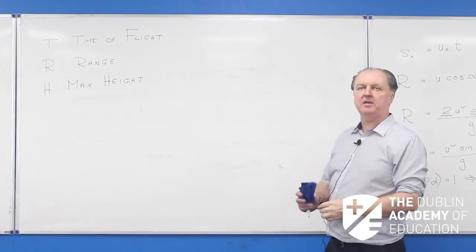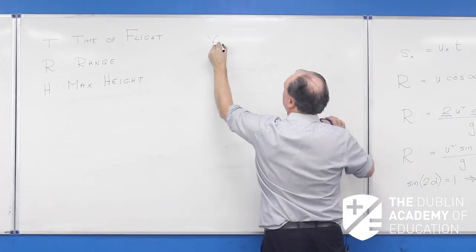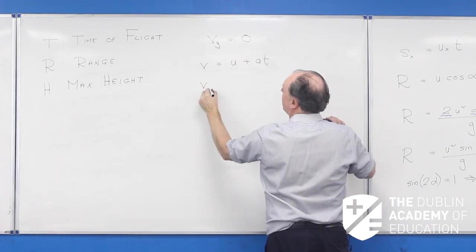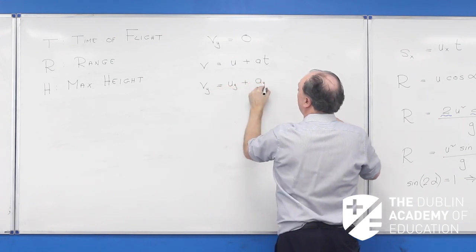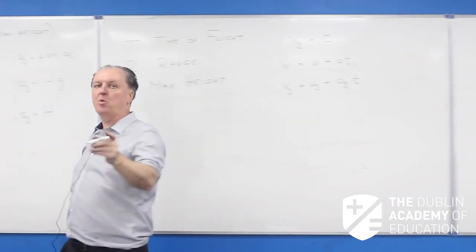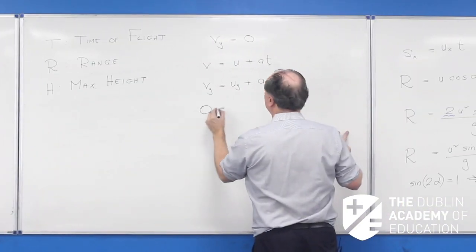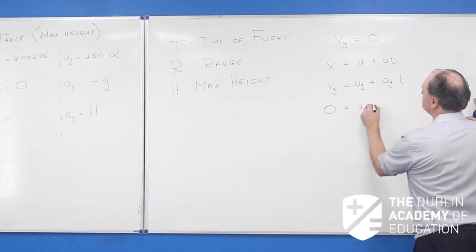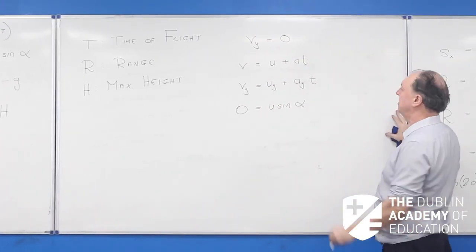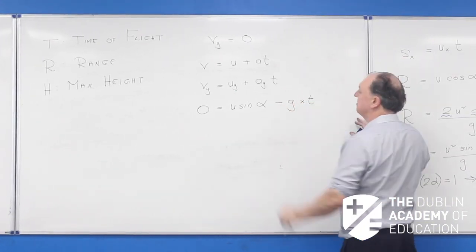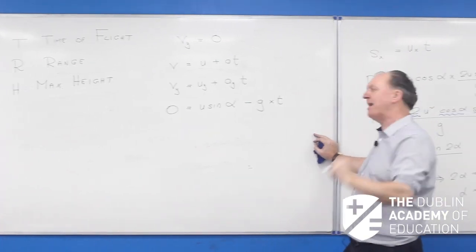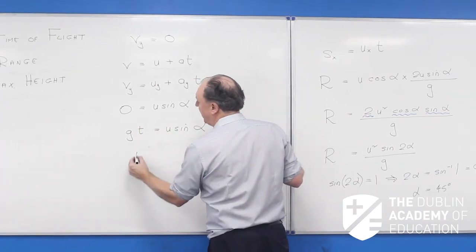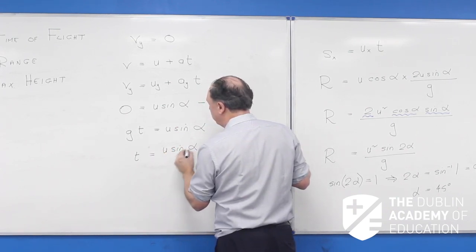I know at the maximum height that Vy is equal to zero. Write down my V equation. V is equal to U plus AT. So Vy equals Uy plus AyT. Vy is zero. Uy, using my table, is U sine alpha, plus Ay, minus G, times T. Solve that for the time it takes to reach maximum height. GT is equal to U sine alpha, and time is equal to U sine alpha divided by G.